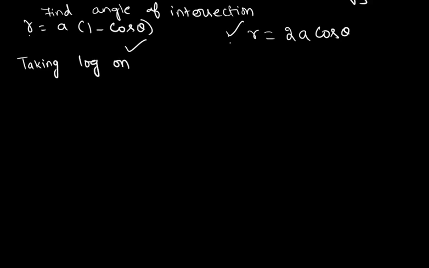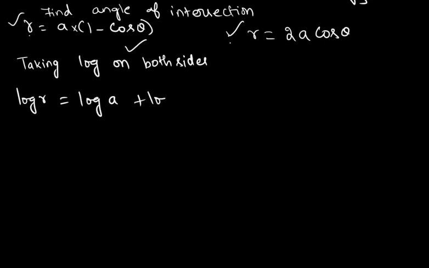Either you can simultaneously solve this or you can solve separately. Now for the first curve, if I take log r is equal to, and there is a multiplication here, log m into n is log m plus log n. So I have written this.